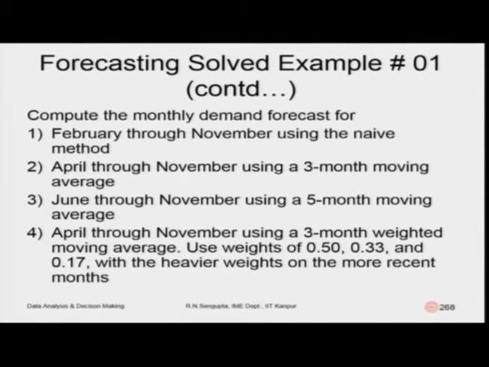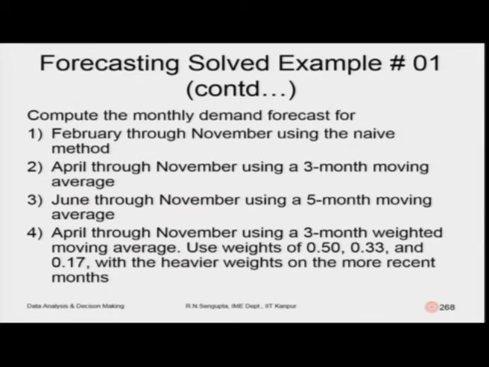Use weights as given, 50%, 33% and 17%, with the heavier weights on the more recent months and lower weights later on. And if you notice here, very interestingly and rightly so, the sum of the weights, which is 50%, 33% and 17%, should be 1. So, I am considering them as arbitrary values, but obviously keeping in mind that the sum is 1.